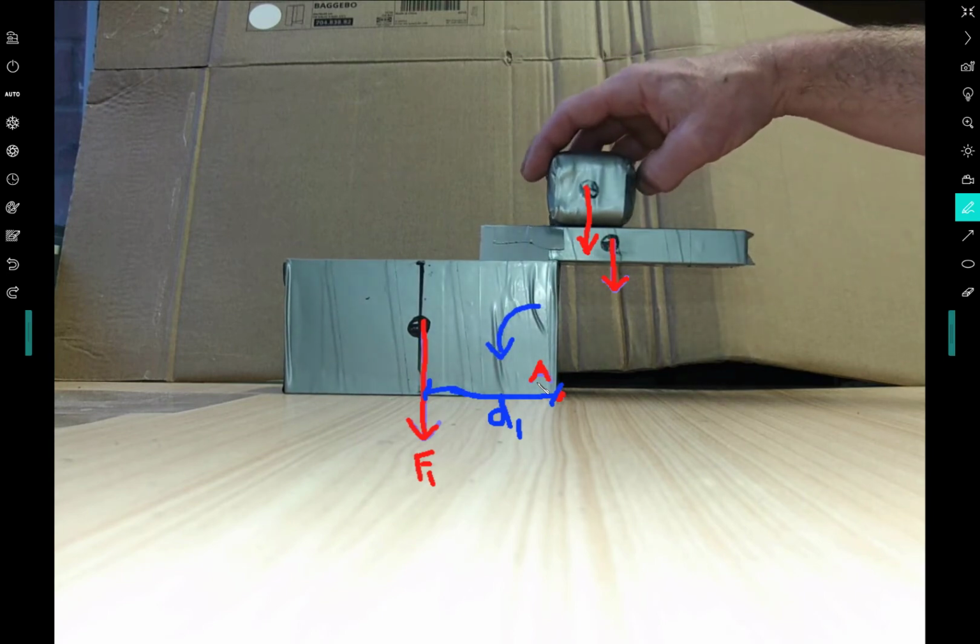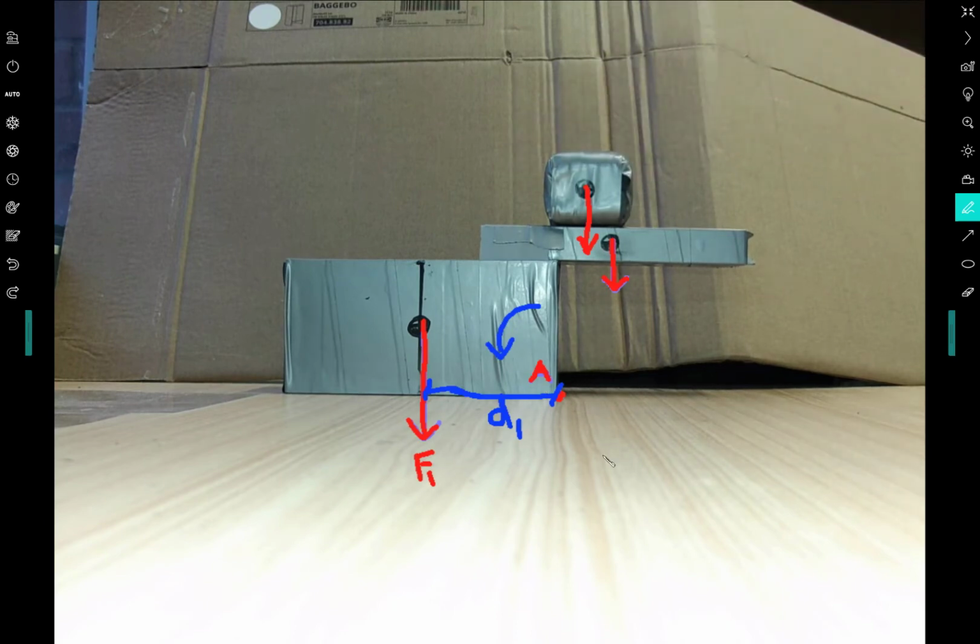And so, therefore, this is a restoring moment because it's tending to make this object sit down for the point of rotation. So it's tending to keep it stable. So that's called a restoring moment.